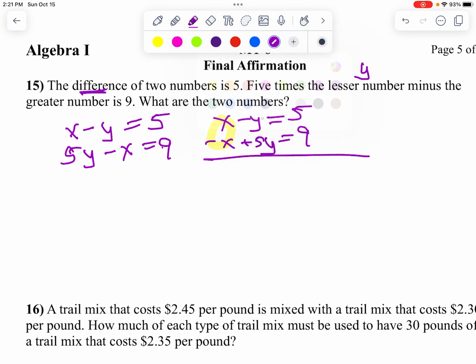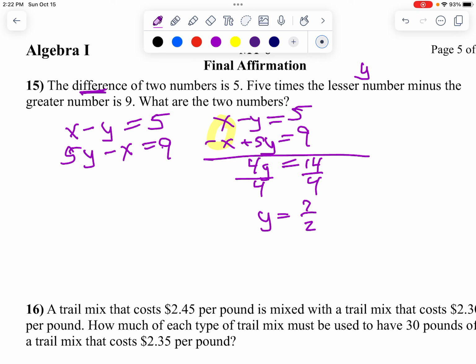So then, if we go negative y plus 5y, that's 4y. Hate it when I do that, but let's do that again. So 4y equals, 5 plus 9, that's going to be 14, isn't it? So I divide by 4. Y is 14 divided by 4, which is 7 over 2. You can write that as 3.5 if you want, but I'm going to leave it as 7 over 2.